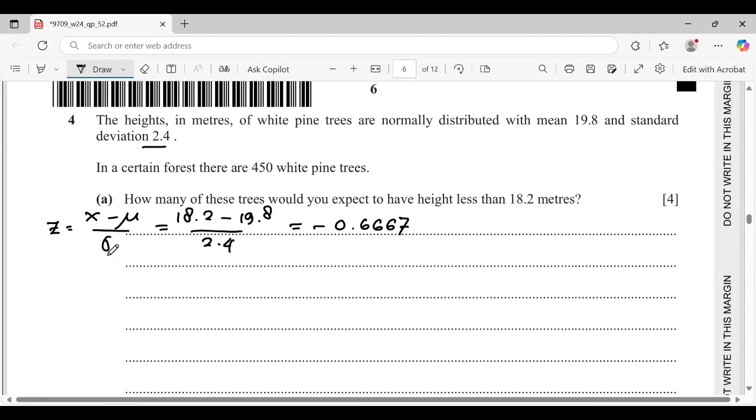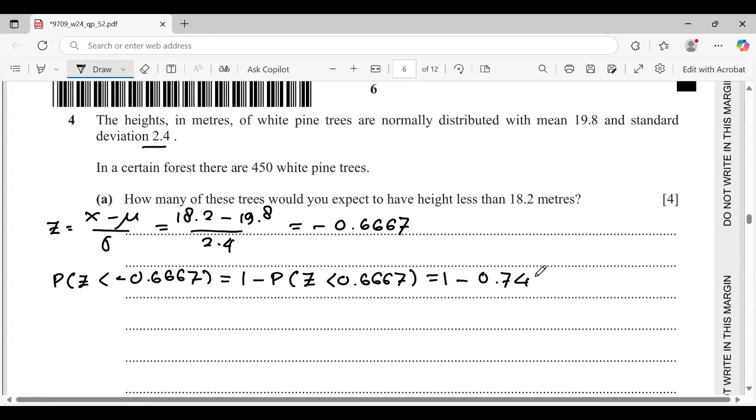0.6667. And then after that, using the standard normal table or calculator to determine this probability, z less than minus 0.6667, or 1 minus the probability z less than 0.6667. So it's going to be 1 minus 0. On the table or calculator, you can get this number, 0.2523.